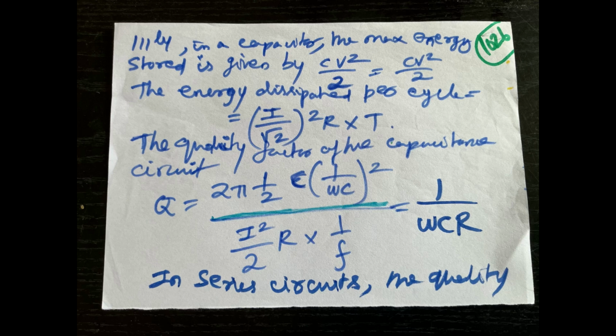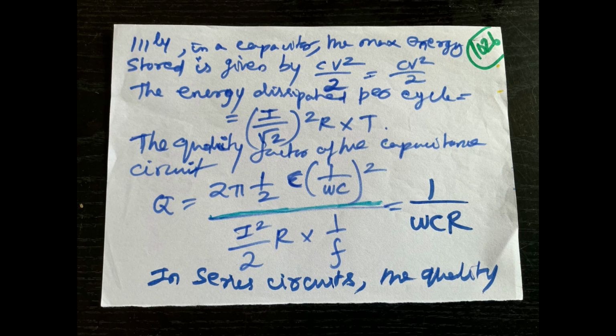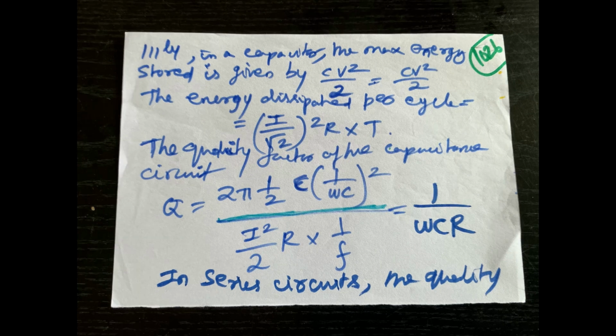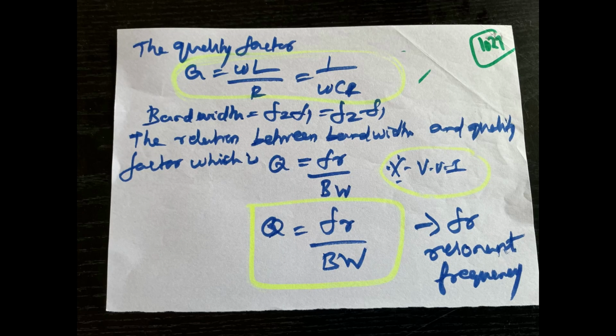Similarly, in a capacitor, the maximum energy stored is given by C V squared divided by 2. The energy dissipated per cycle is equal to I divided by root 2, bracket square, into R into T. The quality factor of the capacitance of the circuit Q is 2 pi into 1 by 2 C, bracket 1 by omega C bracket square divided by I squared R divided by 2, into 1 by F. We obtain Q is 1 by omega C R. For series circuits, the quality factor Q is omega L divided by R, which is equal to 1 divided by omega C R.